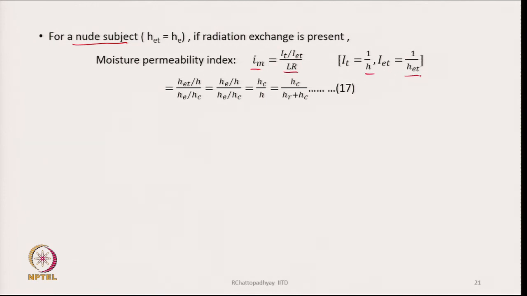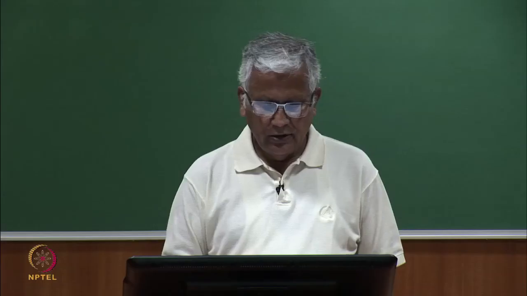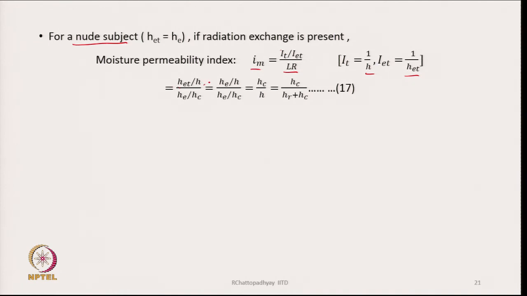I T is 1 upon H and I E T is 1 upon H E T, and we can replace these resistance values by heat transfer coefficient values, which is just the reciprocal. Therefore, we can write the same numerator as h e t by h, and Lewis ratio is h e by h c, we know that. So it becomes h e by h divided by h e by h c. So h e t becomes h e, why? Because they are the same for a nude person. Hence h e and h e will cancel, and we will be left with h c by h.